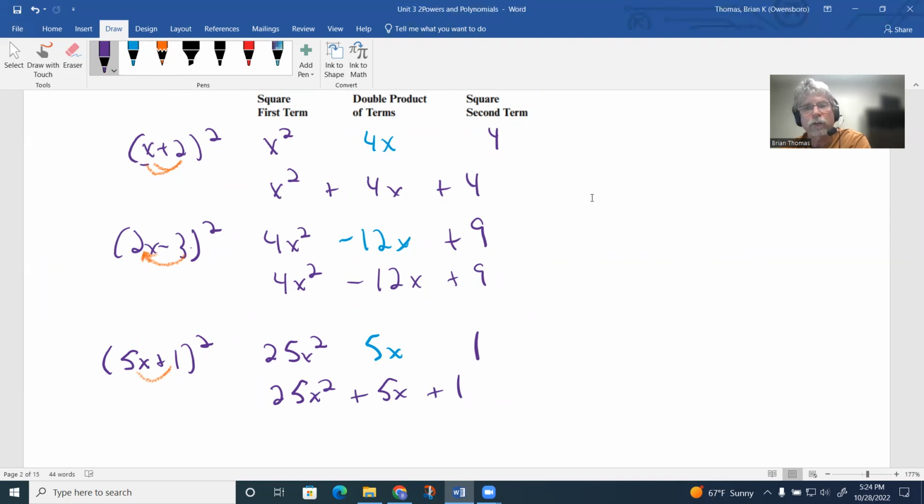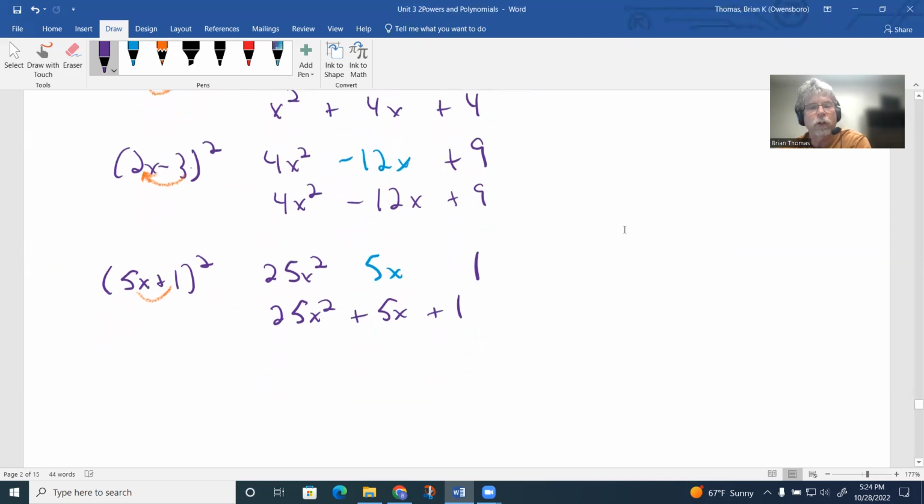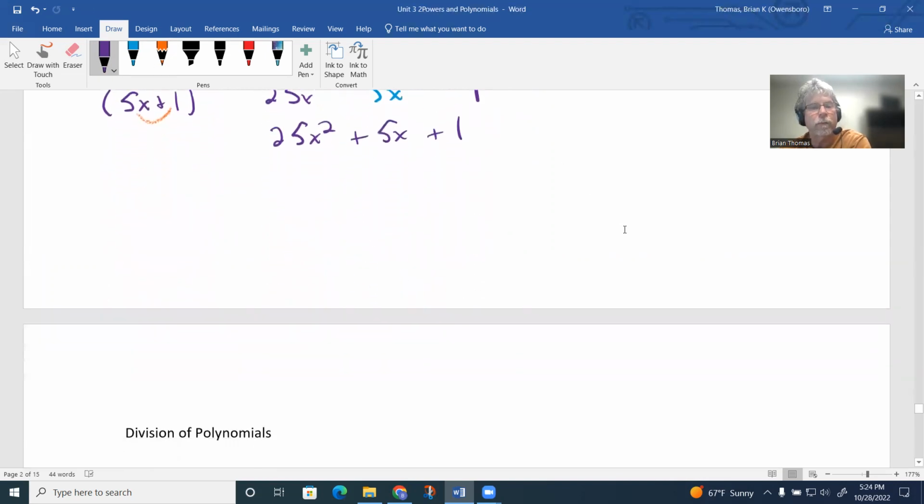So we don't actually have to use FOIL or box method. There's a lot of mental strategies to these as well. Okay.